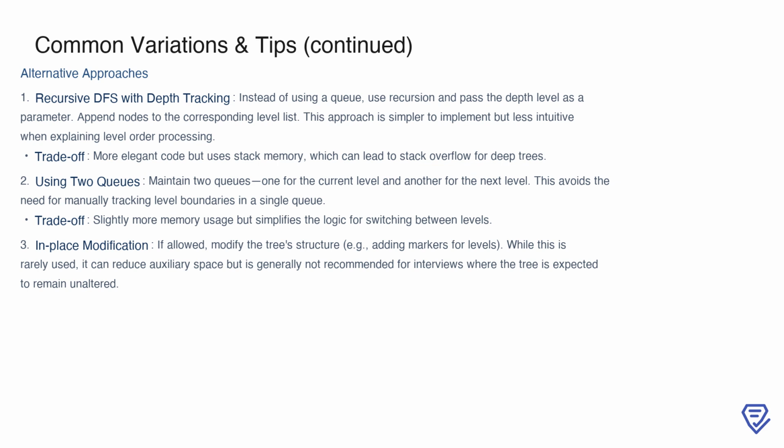Another option is to use two queues, one for the current level and another for the next level. This simplifies the logic for switching between levels, as you don't need to manually track level boundaries in a single queue. However, it does come with slightly higher memory usage. Finally, there's the option of in-place modification, such as adding markers to the tree to indicate levels. While this can reduce auxiliary space, it's generally not recommended in interviews since the tree is usually expected to remain unaltered. Each approach has its trade-offs, so understanding their strengths and limitations can help you choose the best solution for a given context.